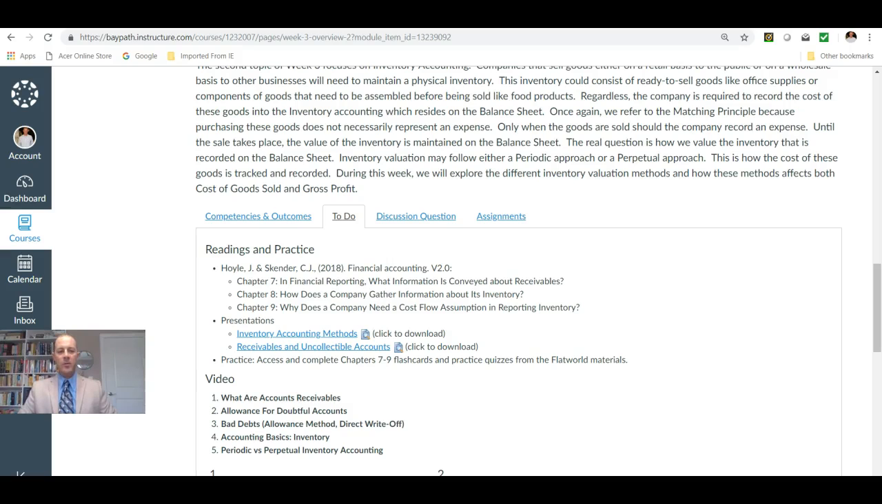And this week we will be dealing with chapters 7, 8, and 9. Chapter 7 focuses on receivables, chapter 8 inventory, and chapter 9 cost flow assumptions for reporting inventory. In other words, how do we price or determine the cost of goods sold if we pay different prices for certain inventory items at different dates?